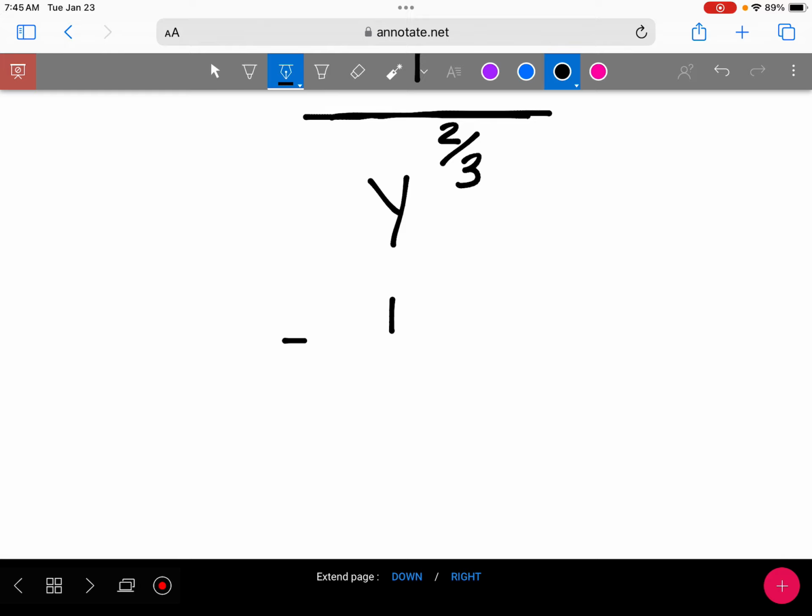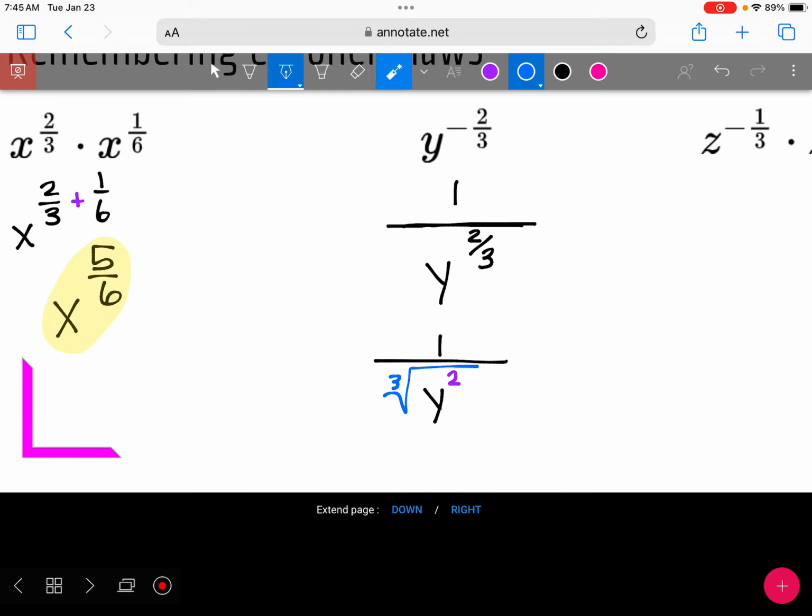Or it's going to be 1 over, and we could switch this back into being our radical form because that looks super gross having a fraction in there, where we have y squared, and we're taking the cube root. These things all mean the same thing. These are all equivalent. And there will be times that all 3 different forms are useful.